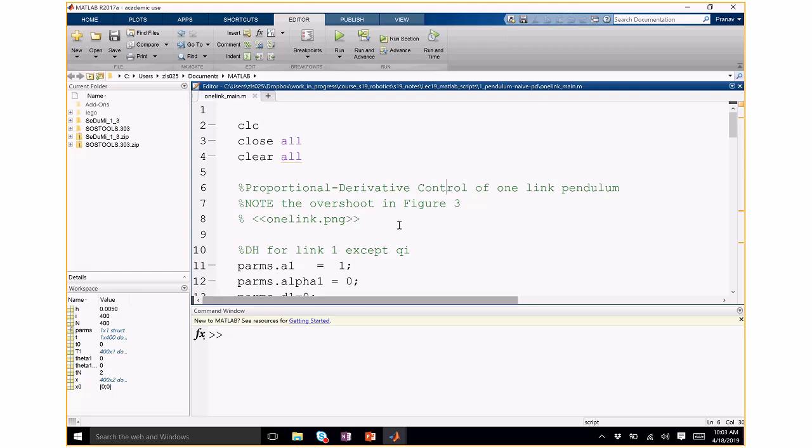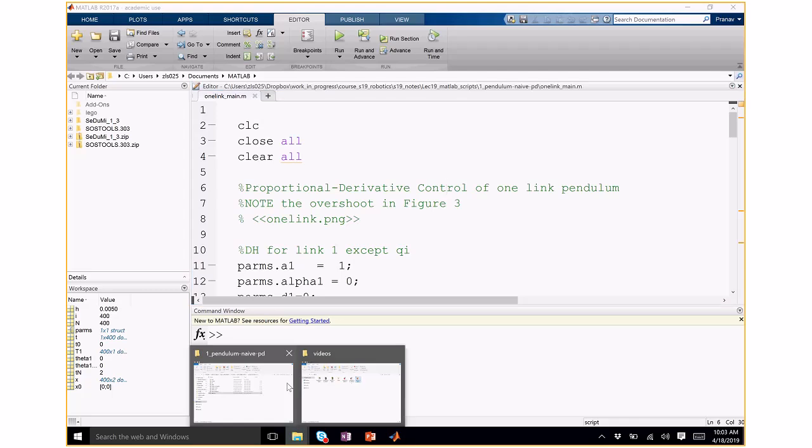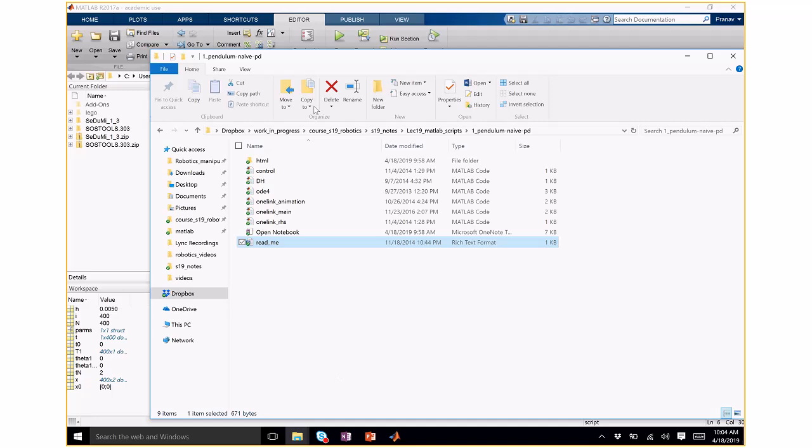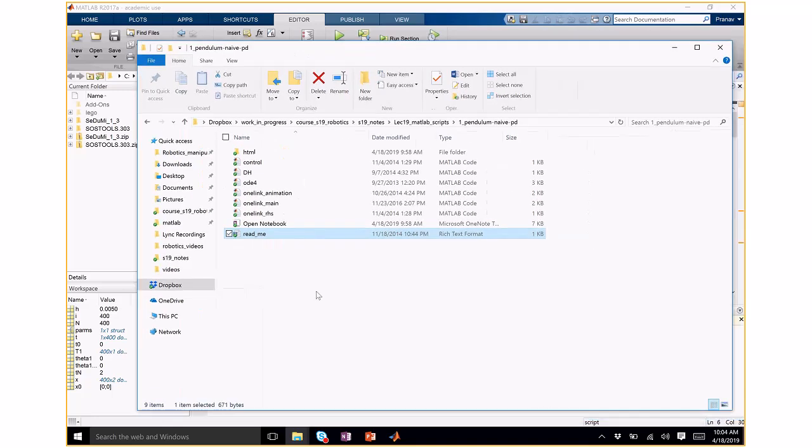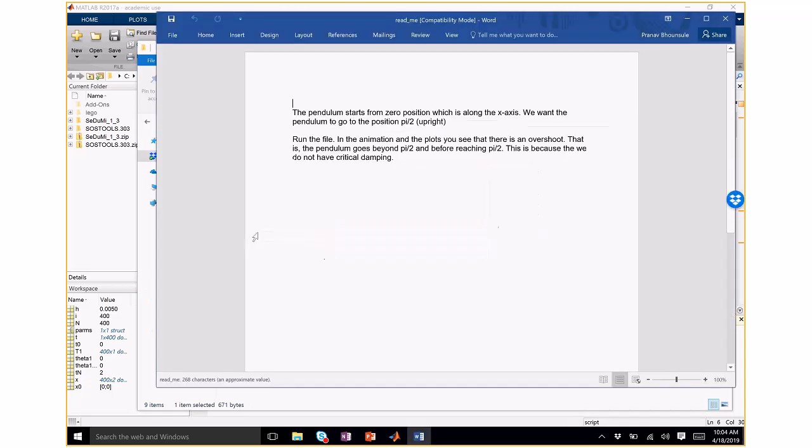Okay, so today's class is going to be integral control as well as simulating a real system, which is a pendulum. I'm going to share this code with you, but essentially go through the README that tells you the information, otherwise it'll be hard for you to follow. The problem is the pendulum starts from 0 position, which is along the x-axis, and we want the pendulum to swing up to pi by 2. So run the main file, and then you'll see the animation and plot.